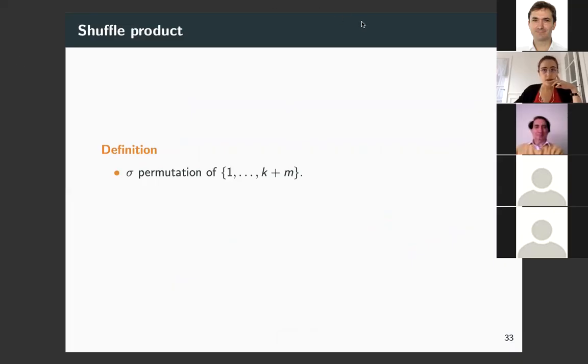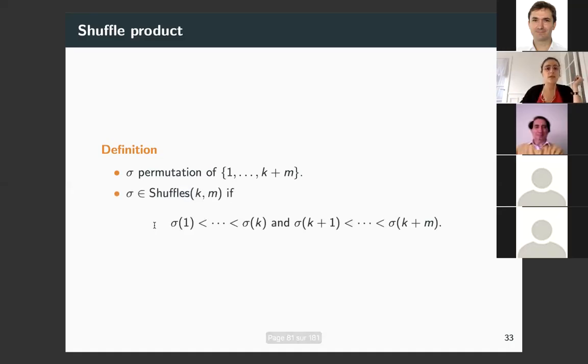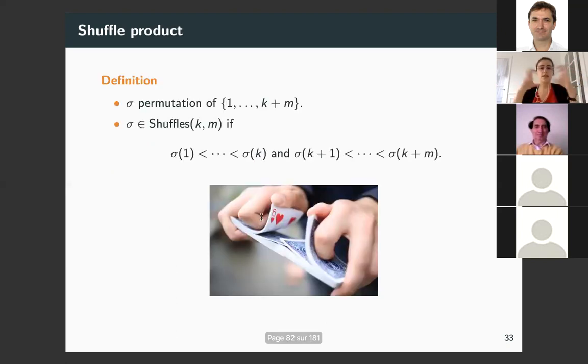So now I would like to talk a little bit about the shuffle product property. I guess you all know what a shuffle product is. You consider a permutation of indices from 1 to k plus m, and sigma is a (k,m) shuffle if you keep the order on the first k indices and the last m indices. So the idea is that it's exactly the same as if you shuffle two decks of cards, and you keep the same order in the cards in your left hand and the order in your right hand.